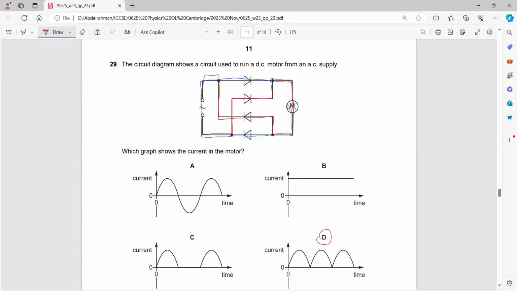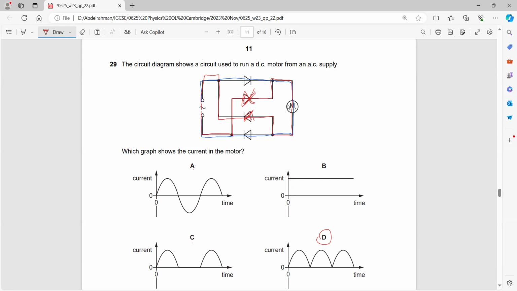If you didn't have these two diodes, it would have been C. If you didn't have any diodes at all, it would have been A. But because you have these two diodes, it is now.